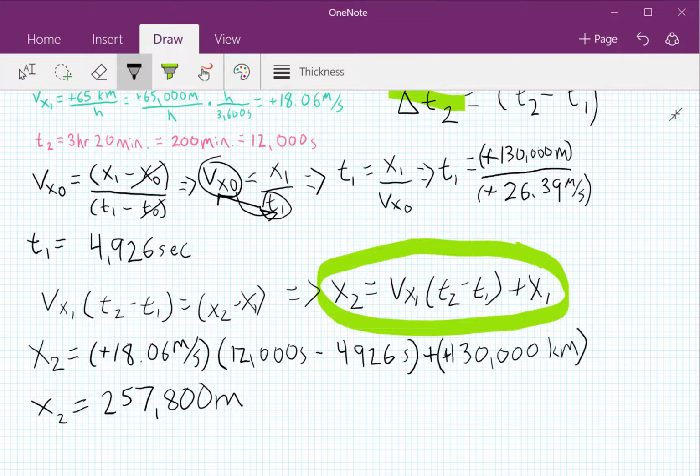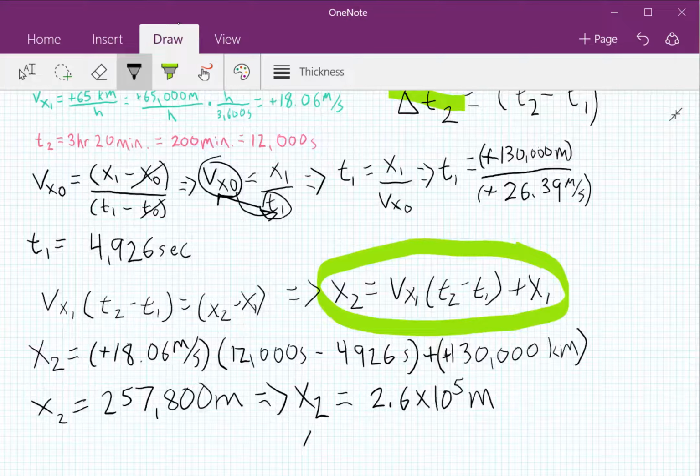Now, when you write that, you shouldn't stop here because you need to have it with scientific notation and significant figures. So this will actually be 2.6 times 10 to the fifth if you kept it in meters, or you could write it as 2.6 times 10 to the second if you had it in kilometers.